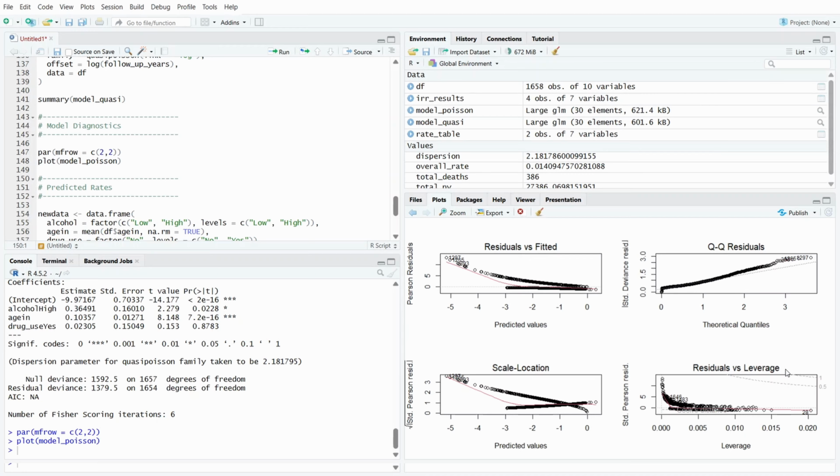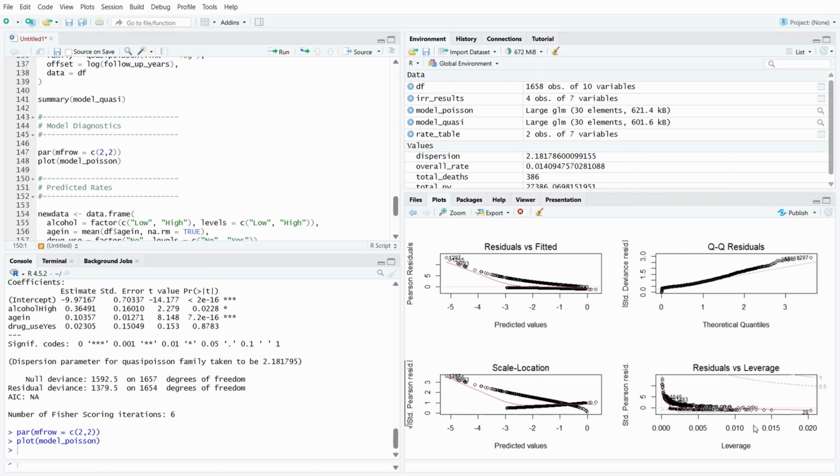Finally, the bottom right, the residuals versus leverage plot. This helps identify influential observations. Most points are clustered at very low leverage, which is typical. There are a few points with slightly higher leverage and larger residuals, but none appear to cross the Cook's distance thresholds in a dramatic way. So while there may be some mildly influential observations, there's no strong evidence that a few extreme points are driving the model results.